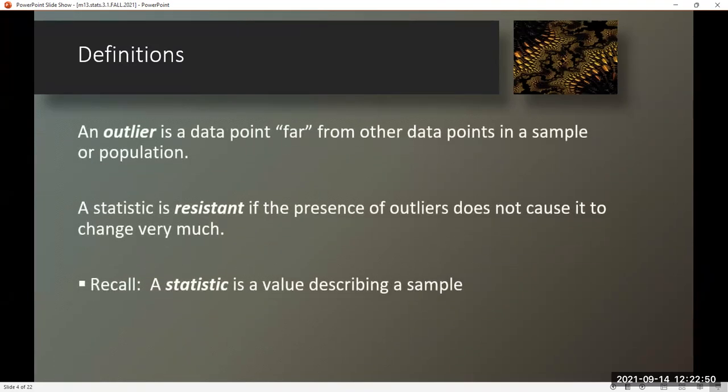There are several measures of center, but before I get to the basics, let's take a look at some detail. First, an outlier. An outlier is a data point far from other data points in a sample or population. A statistic is resistant if the presence of an outlier does not cause it to change by very much. Now recall that a statistic is a value describing some aspect of a sample.